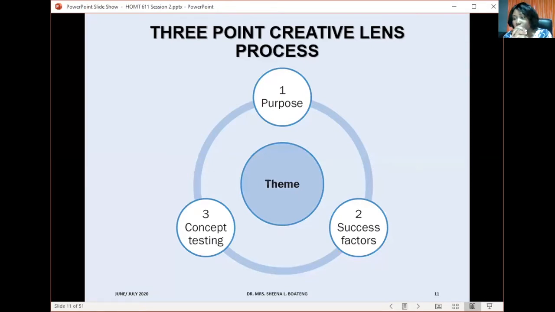Okay. So these three factors that I mentioned, the purpose, the success factors, and the concept testing, together come about to represent the 3-point creative lens process that we are going to pass our idea through to make sure that it meets specific criteria to move on to the design phase. And by the time you finish going through these 3 stages, you need to be able to come up with what we call a theme for the event. That is why we have theme in the middle of the diagram, right at the nucleus, to show that these 3 things come together to determine the theme of the event. So let's take them one after the other.